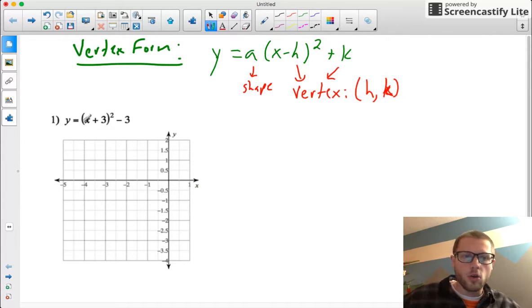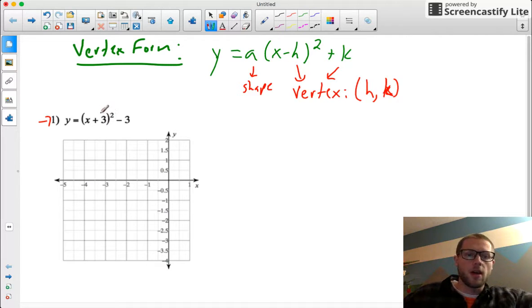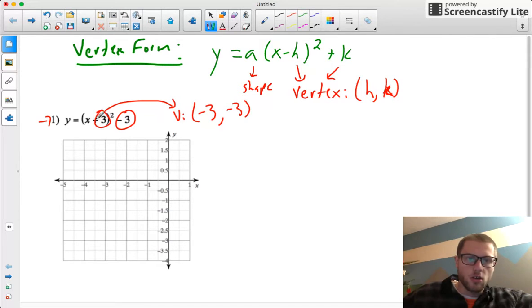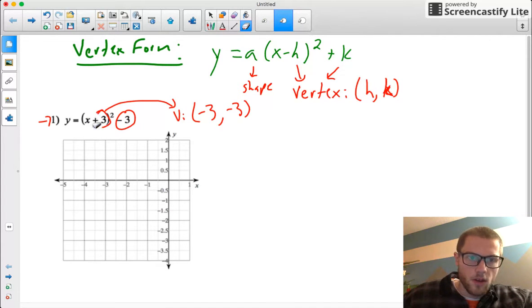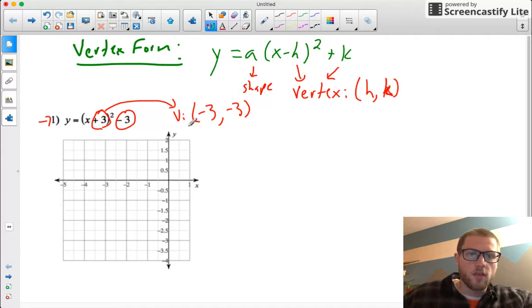So moving towards this equation here for number one, the a value is 1, so the shape is going to be the same as my parent function. The concavity will be up. And here is my h, here is my k. And so my vertex is going to be -3, comma, -3. So you'll notice that I keep this -3 the same, and I switch. It's hard to see now, but that is a positive 3 on the inside. And so my vertex is going to be at -3, -3.